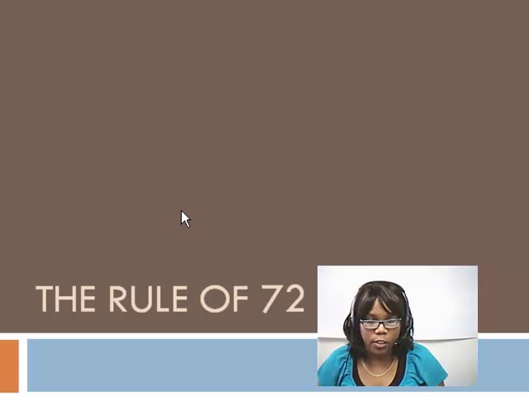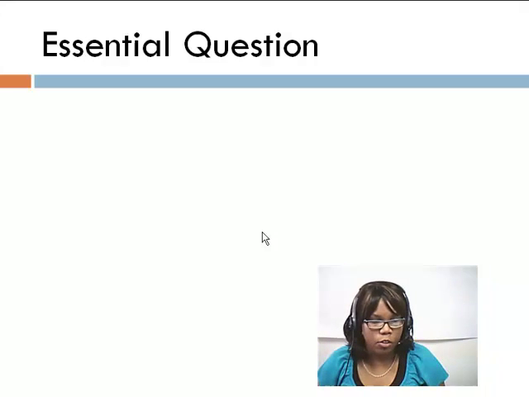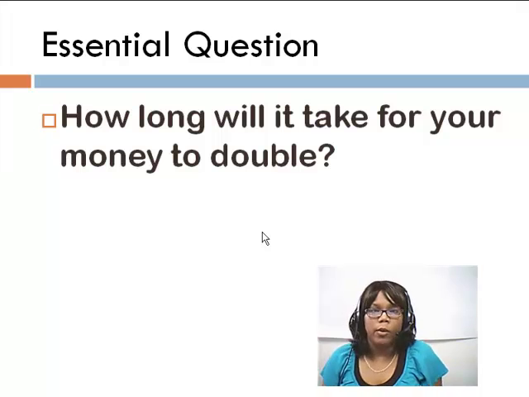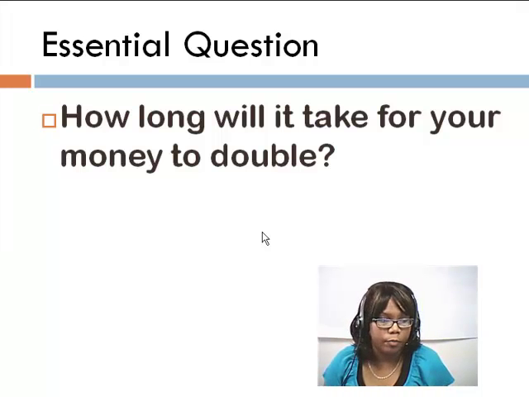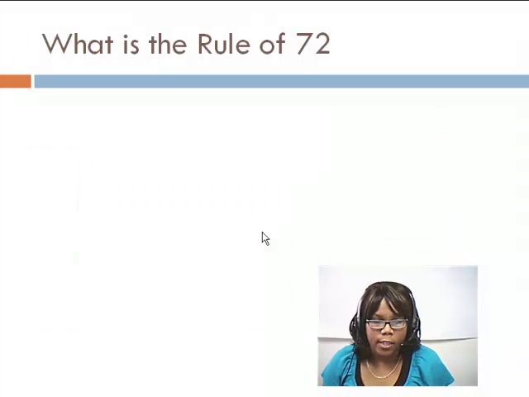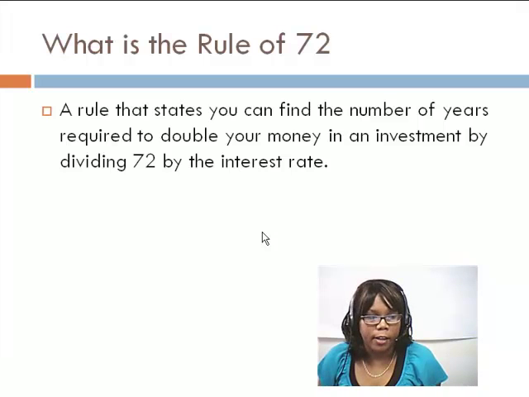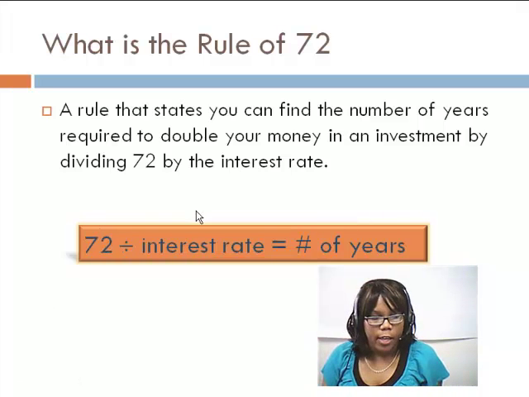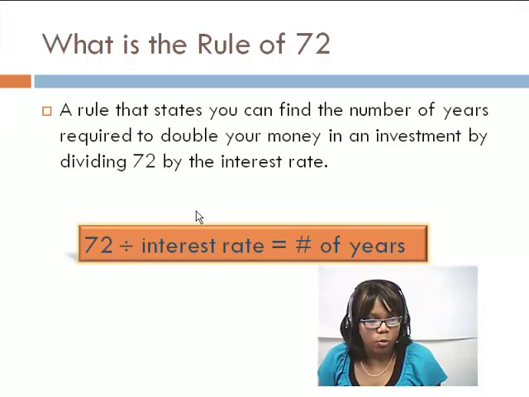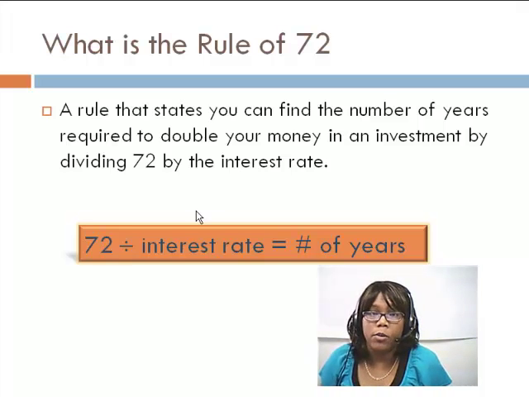The rule of 72. So the essential question here is, how long will it take for your money to double? What is the rule of 72? It's a rule that states you can find the number of years required to double your money in an investment simply by dividing 72 by the interest rate. It looks like this: 72 divided by the interest rate equals the number of years.